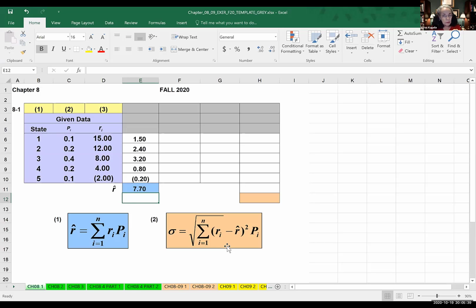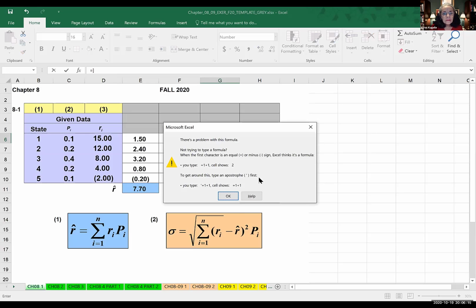Standard deviation, you have to be really careful with order of operations. So the first thing we want to do is what's inside the parens: the expected return in each state of the economy minus the overall expected return. So it's going to be that one minus this one. And I'm going to freeze the reference there. I'm getting that minus that, all the way down. That's the deviation. Then I want to square that.